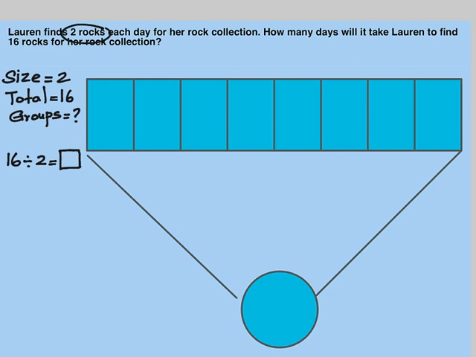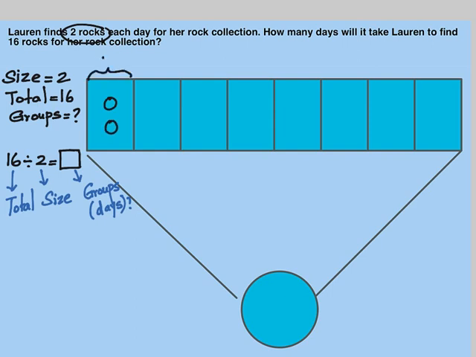Okay, so let's do the division. The 16 is the total number of rocks, and 2 is the size, which is the number of rocks that she collected one day. And what we have to find is how many days she took to collect 16 rocks. That is, we have to find how many groups. Let's divide 16 divided by 2. So we know the size is 2, so let's draw 2 circles for each day.